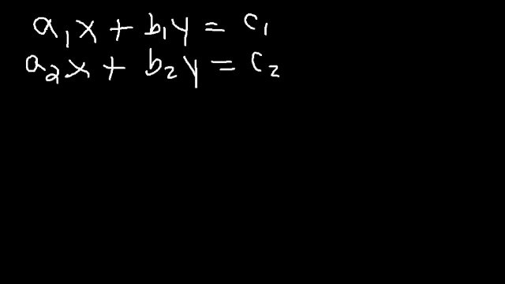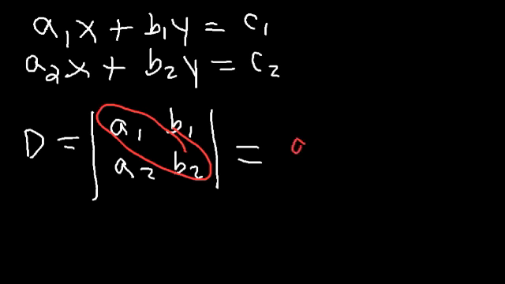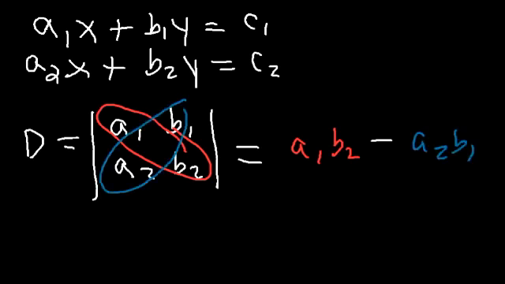To calculate it, the determinant d is going to be a1, a2, b1, b2. And to find the answer, it's going to be a1 times b2 minus a2 times b1. That's how you can find the determinant d.